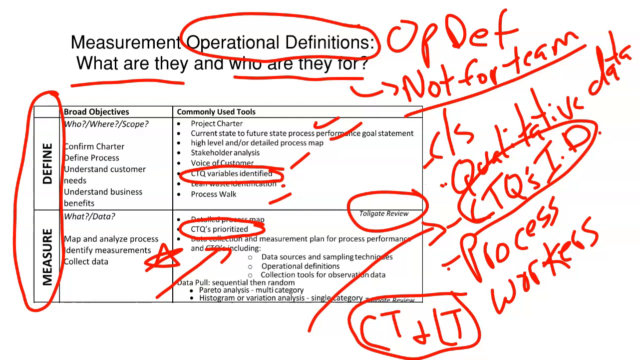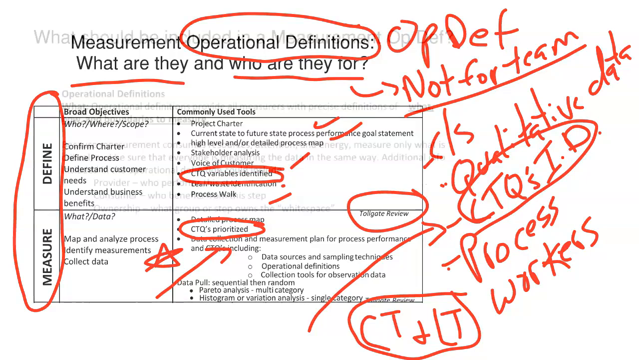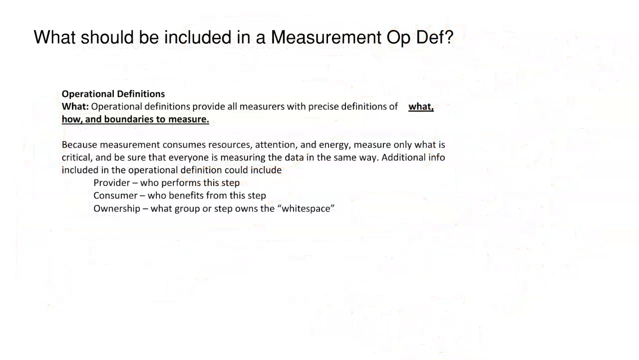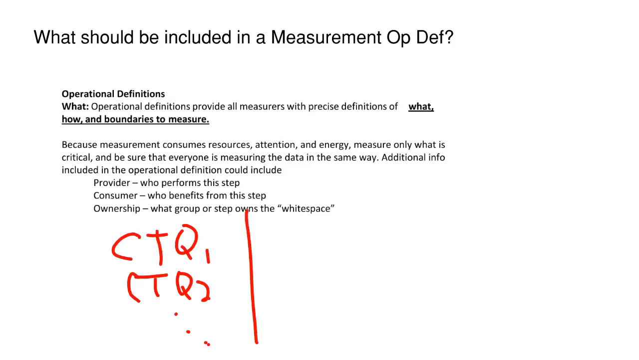OpDefs, what are they? They are simple statements to help measurers and data collectors all collect the information in a similar way. And they're for everybody else outside of the team that's going to help you. Here's what I do when crafting operational definitions. I bring my team in the room. I list out the CTQs that we know we're going to go measure. And then with those CTQs listed, I'll say we need to craft a measurement OpDef for each one of these CTQs. It's only going to take the team 1 or 2 minutes for each one. So let's say you've got a handful of CTQs, 5 of them. This is like a 10-minute exercise then.